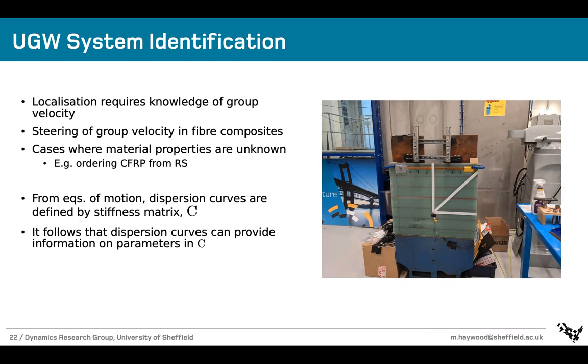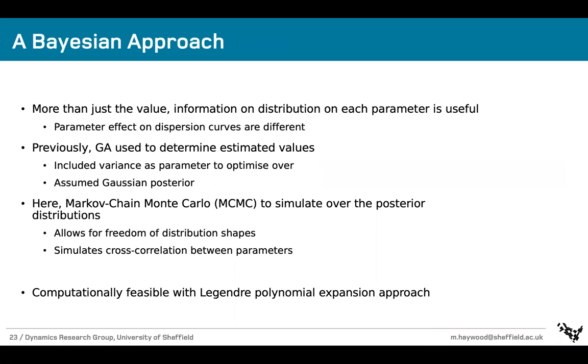The idea is that from the equations of motion, the dispersion curves for an orthotropic model are defined by the stiffness matrix C. So if that's the case, then surely information on the dispersion curves could provide us information on the parameters in the stiffness matrix. The reason for a Bayesian approach is that more than just a value, we can actually find the information on the distribution of each parameter, which can be very useful, again for propagating uncertainty quantification through, and to actually see that the parameter effects on the dispersion curves are quite different.